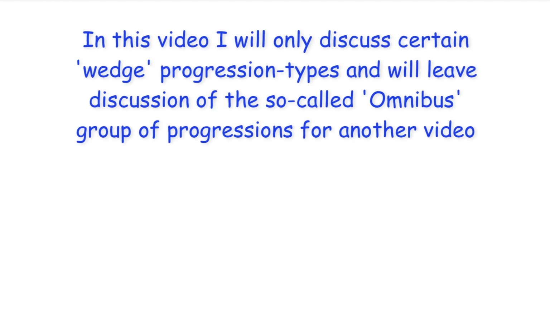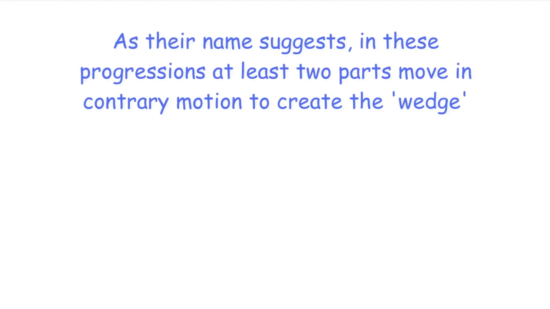Hi everyone. In this video I will only discuss certain wedge progression types and will leave discussion of the so-called omnibus group of progressions for another video. As their name suggests, in these progressions at least two parts move in contrary motion to create the wedge.